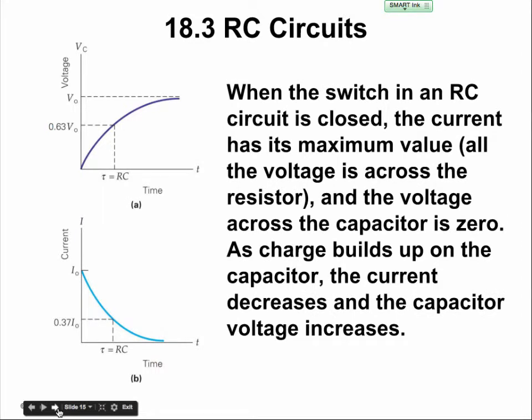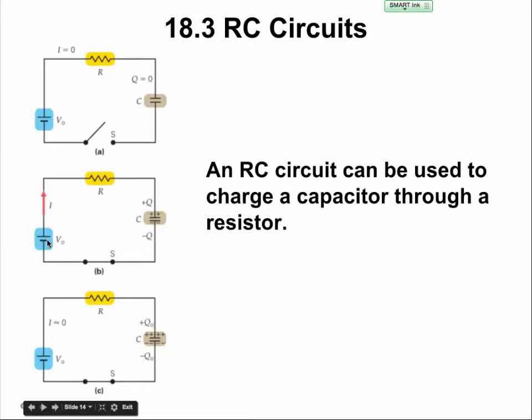So when the switch in an RC circuit is closed, the current has a maximum value. All the voltage is across the resistor, and the voltage across the capacitor is 0. As the charge builds up, the current decreases and the capacitor voltage increases. And so basically what we're looking at is this voltage of the battery gets released through a current over this way. The capacitor can store that charge. Once it stores that charge, the potential to some degree is transferred from the battery to the capacitor.